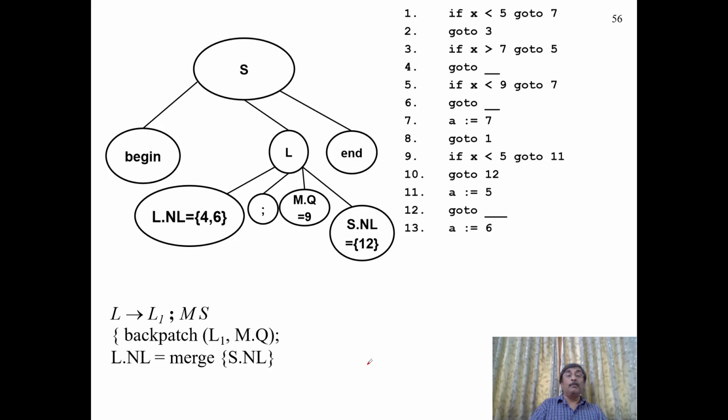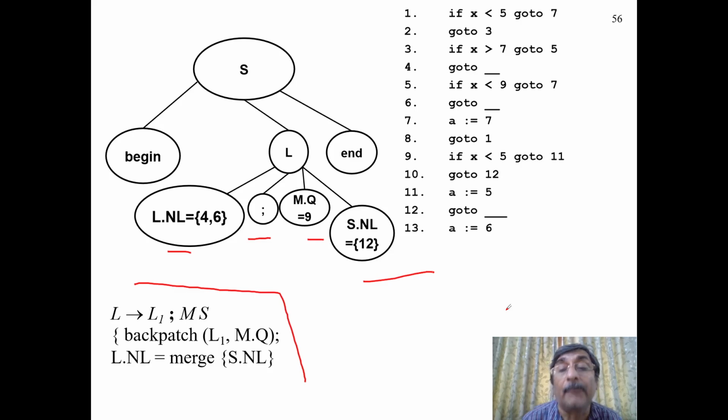So if I do that, now I see that this is my grammar. So what is the semantic action? It is L produces L semicolon M S. All 12 lines, all 13 lines are already done. But why is S dot NL 12? Because I know that this S dot NL has an incomplete go-to in terms of 12. Right? So the while loop is complete, then in if then else, if x less than 5 is not true, where to go is not known. Where to go? After the if statement, right? That's where you have to go.